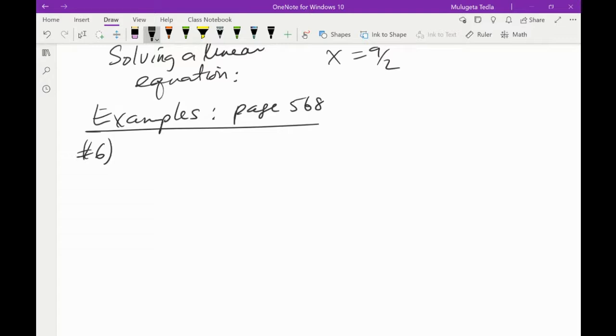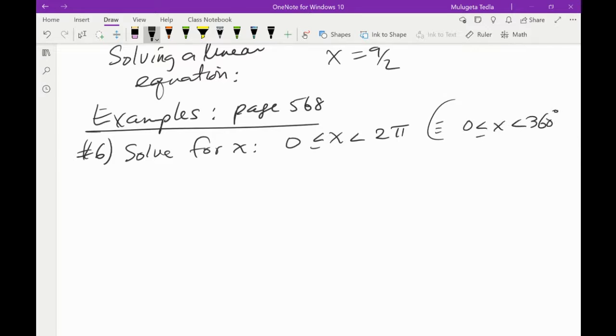So number 6 is solve for x, and x must be falling between 0 and 2 pi. They want radian measure, right? This is equivalent to saying 0 is less than or equal to x less than 360 degrees. So that means all I want is from here to here, right?